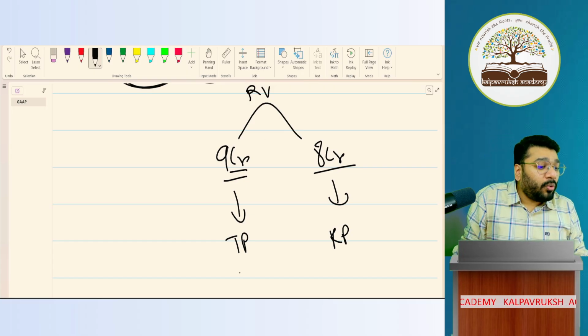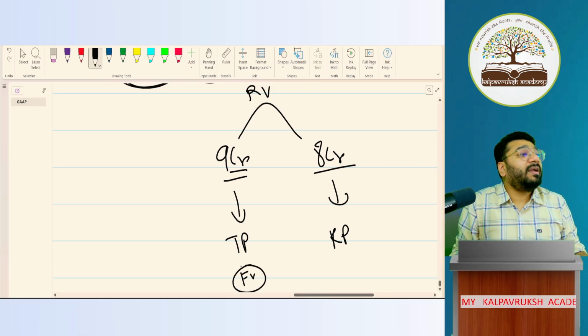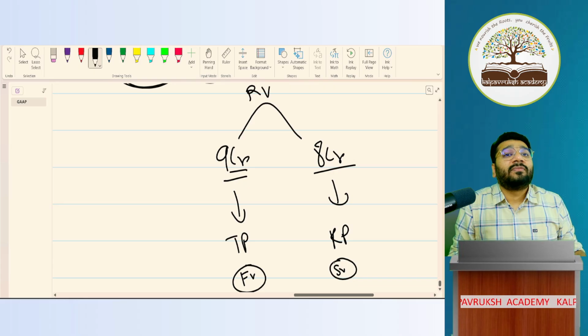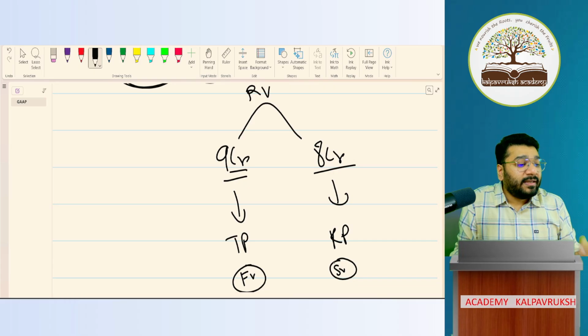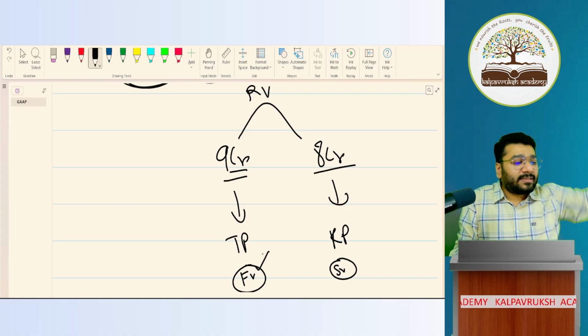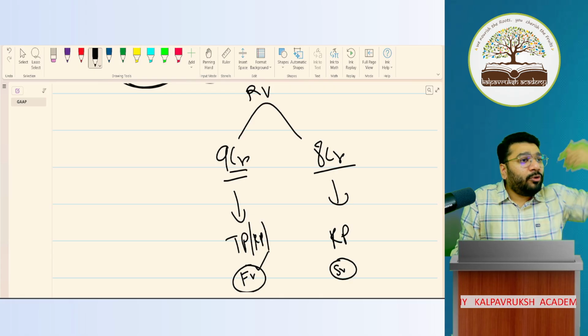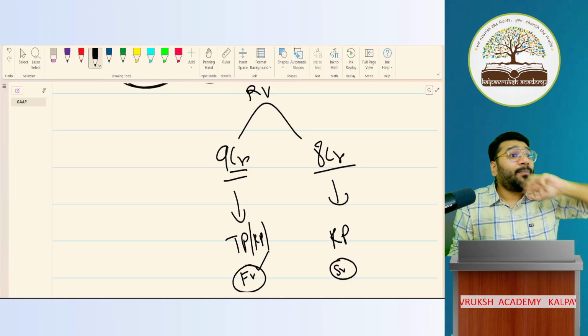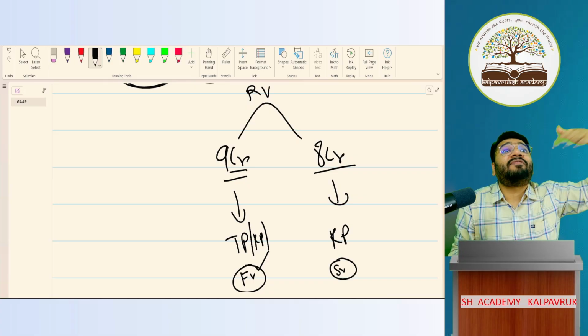But one is called fair value, one is called settlement value. What is the difference? In fair value, whoever buys, a third party, a related party, anybody, buys at arm's length price. Everyone gets the same price, I'm not under influence of anybody. That is called fair value.